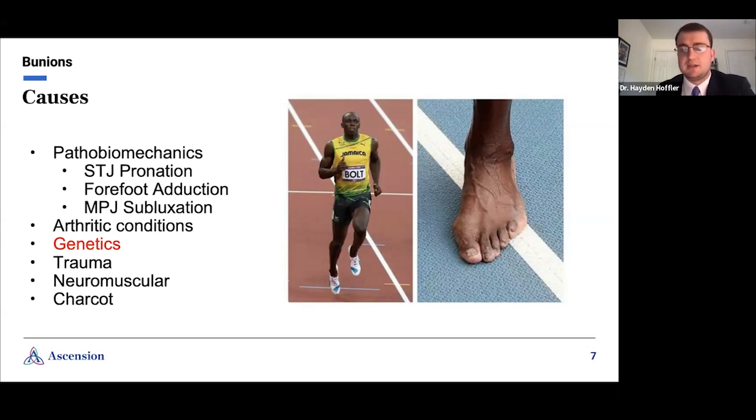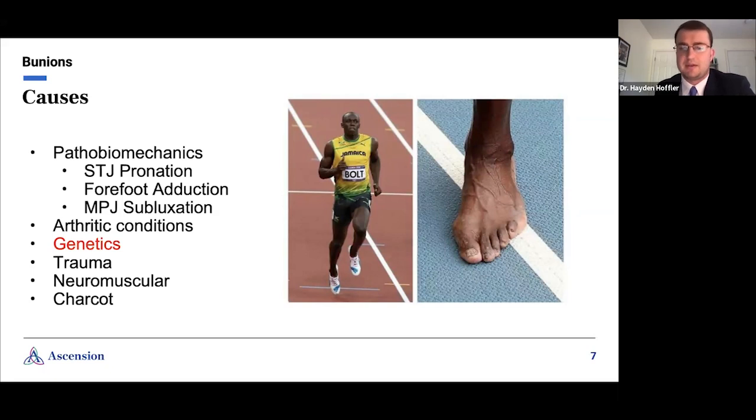Arthritic conditions. Sometimes arthritis can push the big toe over, whether that's inflammatory or just degenerative from overtime and overuse. The biggest one is genetics, and you can see it in red. It's highlighted for a reason. Most of the time it's from mom or dad, so you can usually thank them. So in Usain Bolt's case, you can probably thank them.